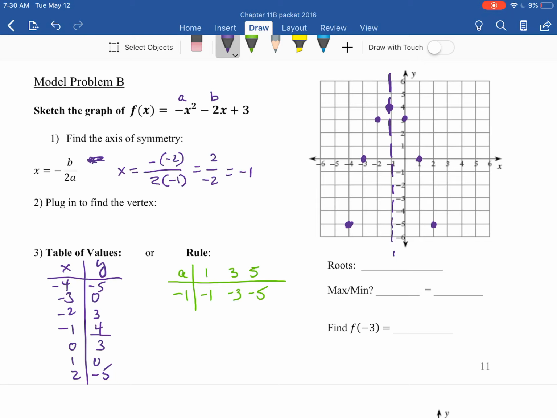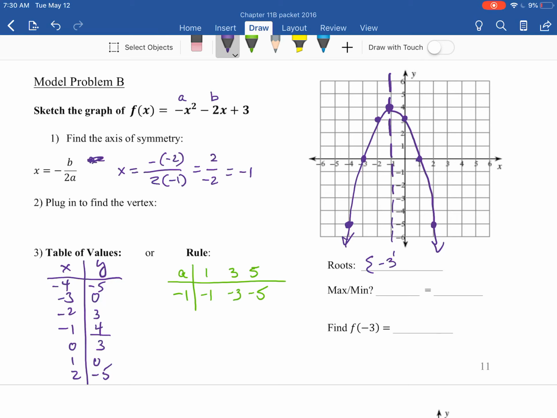Okay, just to check off the points, it'll work the same way. There's my vertex of negative 1, 4. This is 0, 3, and negative 2, 3. There they are. This is 1, 0, and negative 3, 0. Check. And this is 2, negative 5, and negative 4, 5. So it doesn't matter which way you actually do it, you will be getting the same thing regardless. I just wanted to show you that. Okay, connect, and then we're all done.